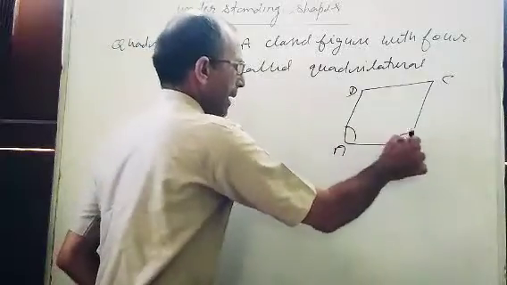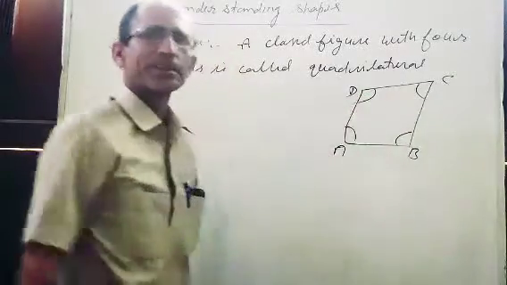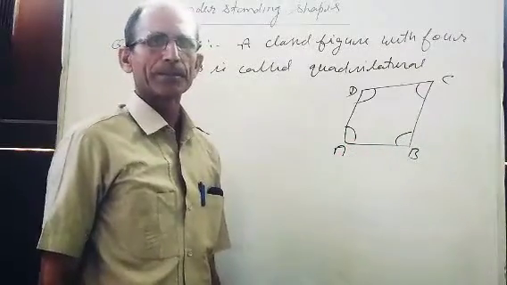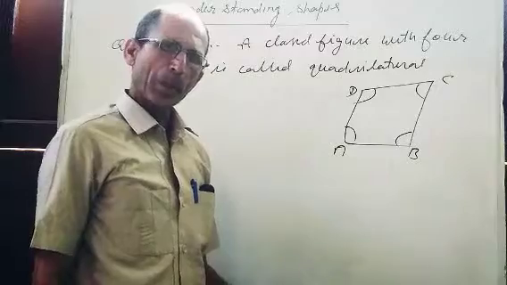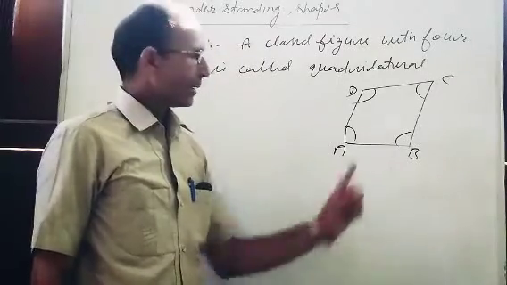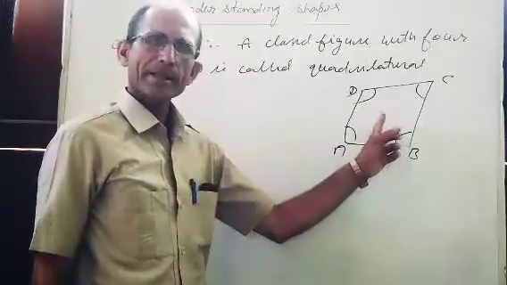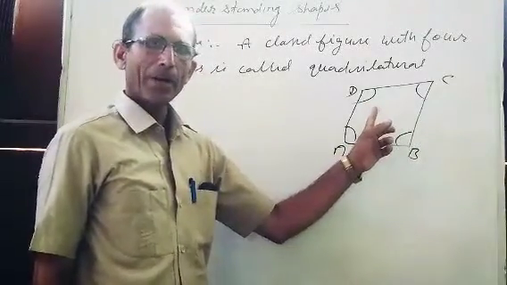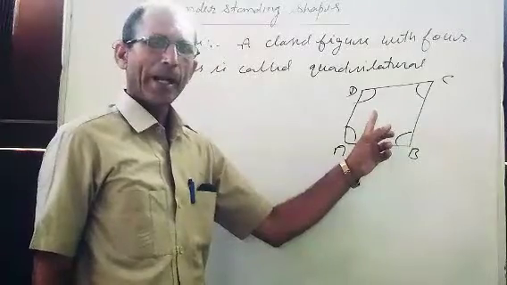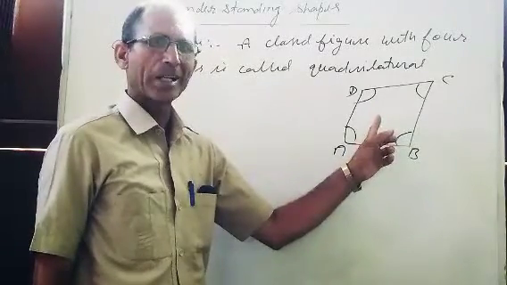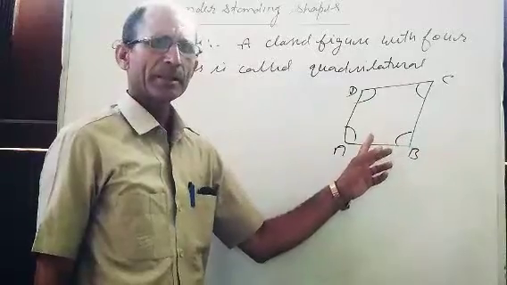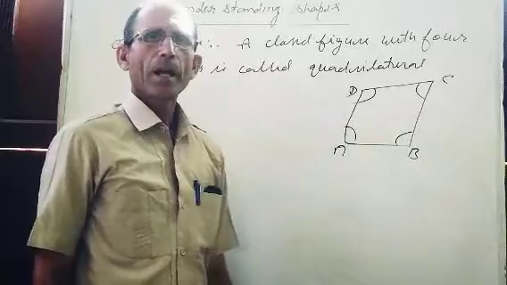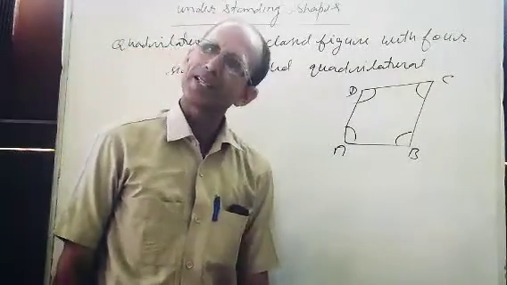So angle A, angle B, angle C, angle D. These are the interior angles of a quadrilateral. Now, the angle sum property for a quadrilateral. What is the angle sum property? Angle sum property means the sum of the angles of a quadrilateral is 360.